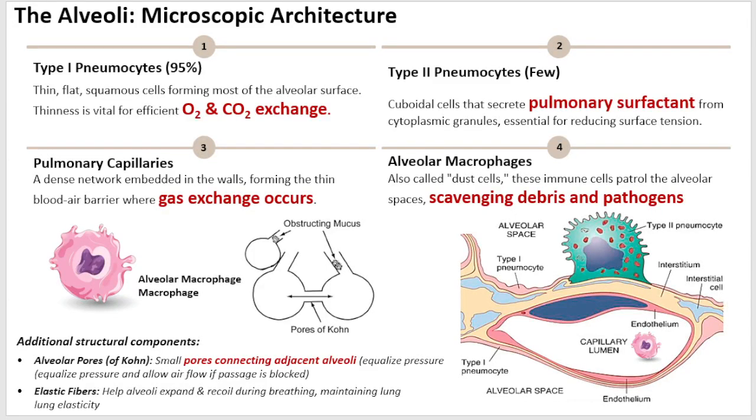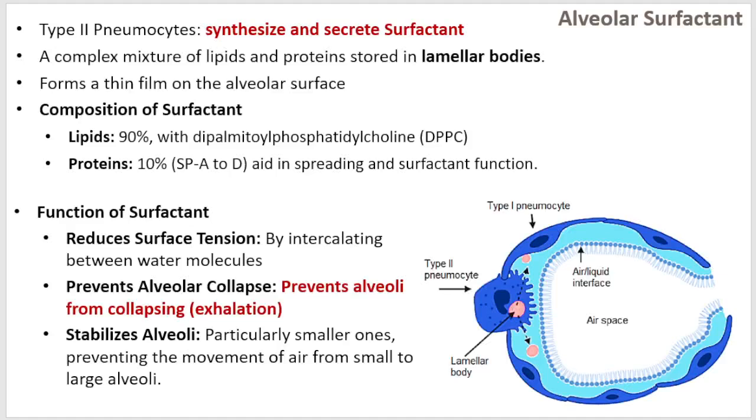Together, these cells and structures create a finely tuned system for gas exchange, immune defense, and mechanical function. Let's talk about alveolar surfactant, a critical substance that keeps our lungs functioning smoothly. It is synthesized and secreted by type 2 pneumocytes and is stored in laminar bodies. Once released, it forms a thin film over the alveolar surface.